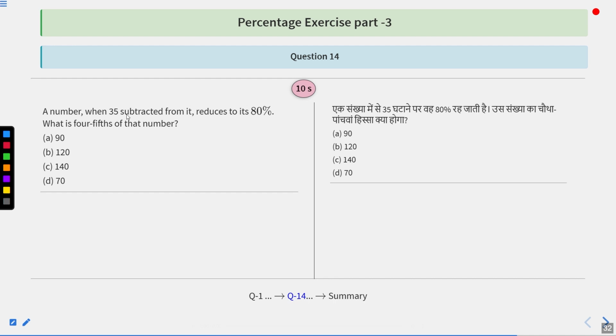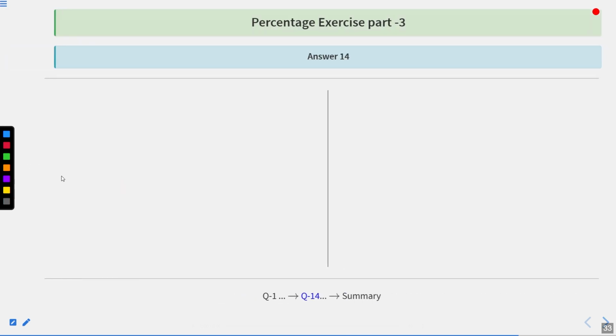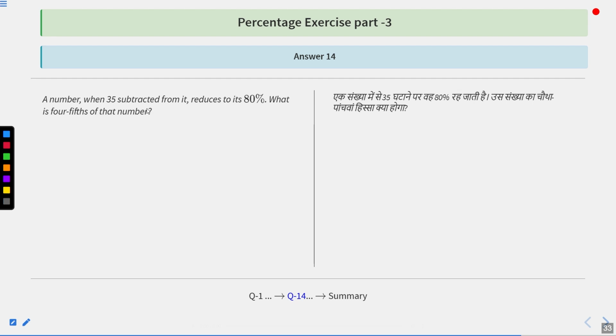A number, when 35 is subtracted from it, reduces to its 80%. What is 4/5 of that number? You have to find the 4/5 of that number. Options are 90, 120, 140, and 70. Thirty-five is subtracted from it and it reduces to 80%.